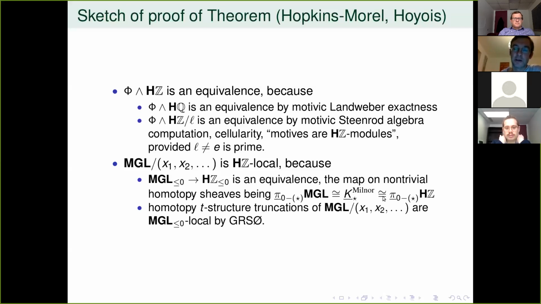And then you can use the homotopy t-structure truncations of this quotient to get the desired locality statement. And this uses this theorem I also had on one slide, which applies not only to the slice filtration, but also to other filtrations, so that everything is nicely multiplicative.